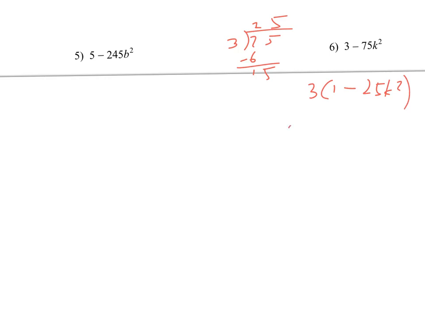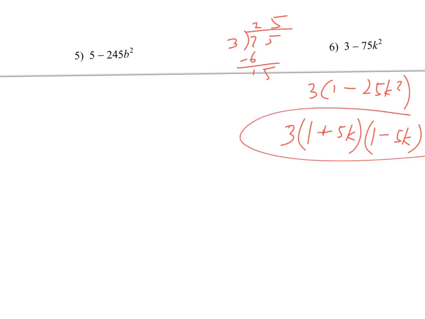And then I'm just going to leave that 3 out front, but I notice that we have all perfect squares here. So the square root of 1 is just 1. The square root of 25 is 5. And then I have the square root of k squared is just k. And then I do 1 plus and 1 minus. And then that's it. So when you take that GCF out front, it just kind of stays out front throughout the rest of the problem while I take care of everything else.